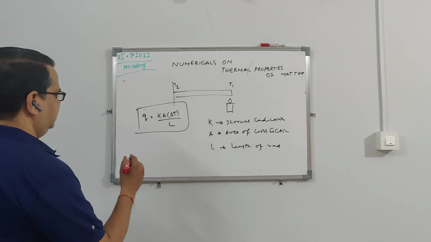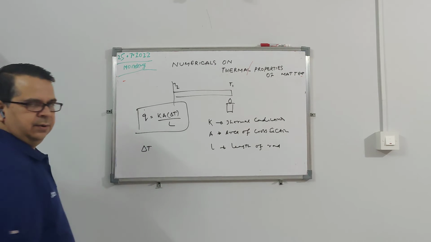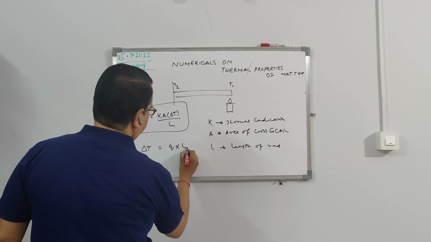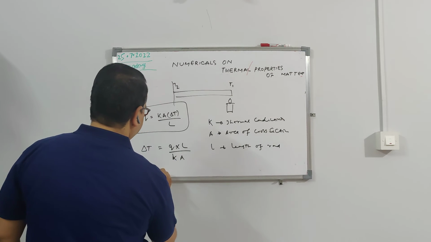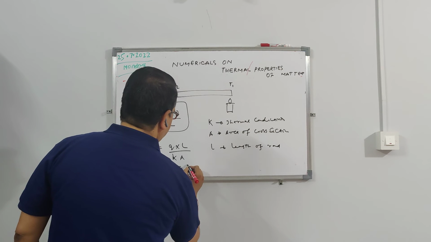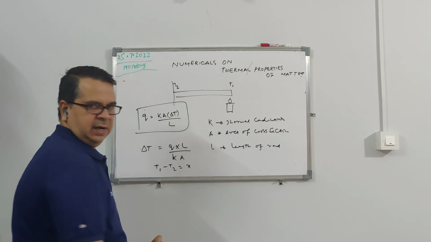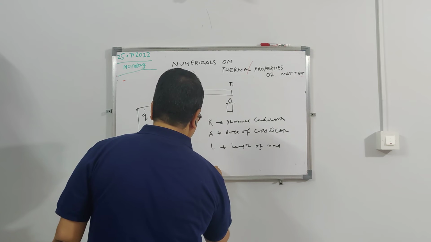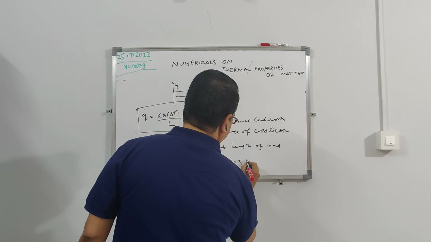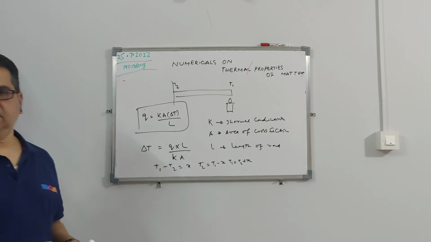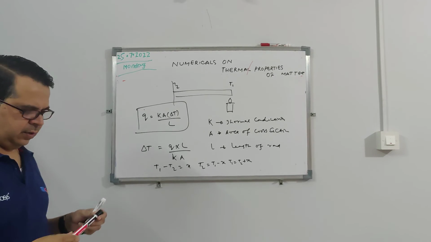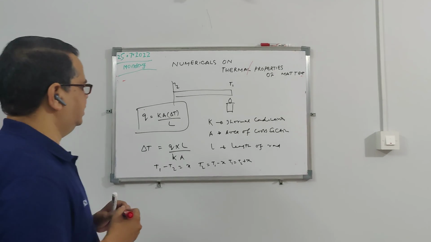So in that case, you have to just find out delta T. Delta T is equal to Q into L divided by K. So the delta T is equal to T1 minus T2. It will be some number, let us say X. Then T2 is equal to T1 minus X, or T1 is equal to T2 plus X. Something like that. And in conduction there can be two different situations.